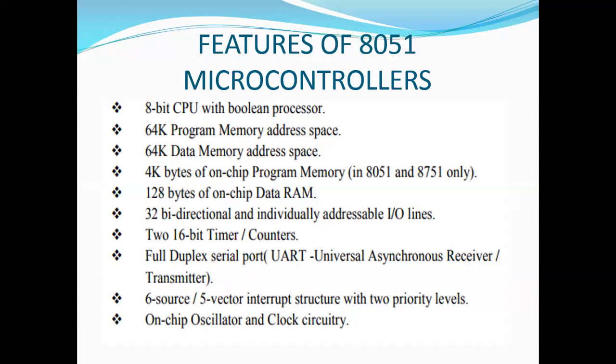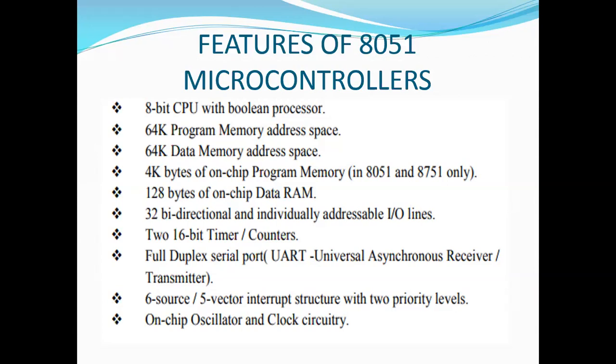Then interrupts: 5 vector interrupts or 6 sources, as reset is also taken as a source of interrupt. So it is a 6-source interrupt, or a 5-vector interrupt structure, used with priority levels. Then the oscillator is also inside the chip, but the crystal we cannot provide inside. So the crystal and its capacitors are available only outside the 8051 microcontroller.